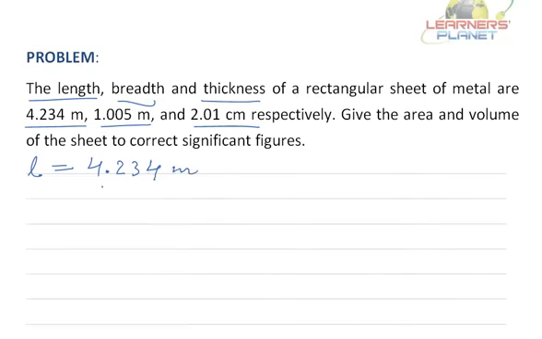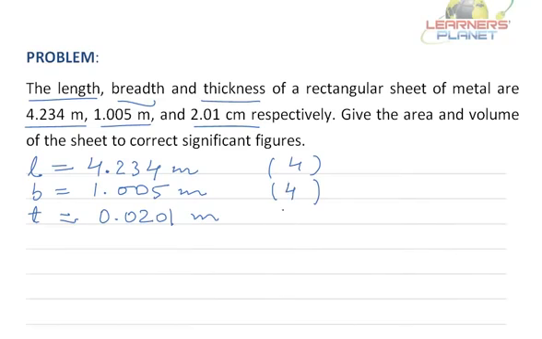4.234 meters. Breadth is 1.005 meters and thickness T is 0.0201 meters if we convert centimeters into meters. Now the number of significant digits, if we see, we have 4 here, 4 here and only 3 here.